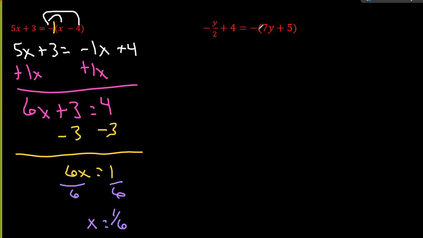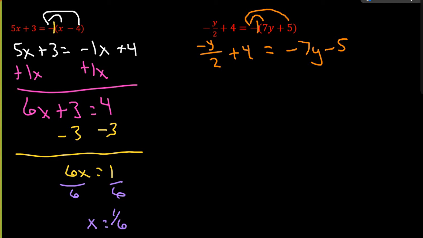Same idea on this next one. Put a little negative 1 right there. Now I'm going to distribute it. So negative 1 times 7y is negative 7y. Negative 1 times 5 is negative 5. And then on the left side of the equation, we have y over 2 plus 4. Next, I'm going to subtract 4 on both sides. Negative y over 2 equals negative 7y minus 9.